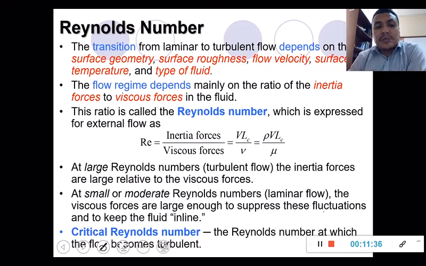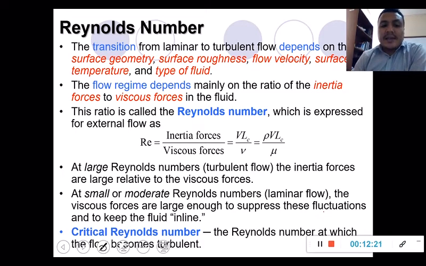The third dimensionless number that is important in convection is the Reynolds number. The transition from laminar to turbulent flow depends on the surface geometry, surface roughness, flow velocity, surface temperature, and type of fluid. I think it is similar to the factors that influence convection. The flow regime depends mainly on the ratio of the inertial forces to viscous forces in the fluid. This ratio is called the Reynolds number, which is expressed for external flow as Re equals inertial forces divided by viscous forces, which is VL divided by ν, equal to ρVL divided by μ.